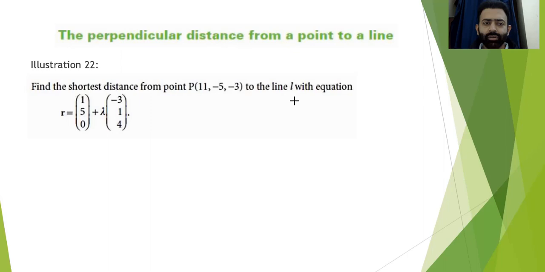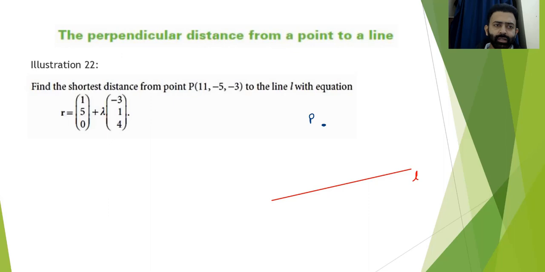It says that we have to find the shortest distance from the point P, which is the given point, to the given line L with the equation r = (1, 5, 0) + lambda(-3, 1, 4). Let us understand the concept and how we will find this. Say we have been given a straight line L, and a given point P whose position vector is (11, -5, -3). Basically its coordinates are given. We are denoting this with P.